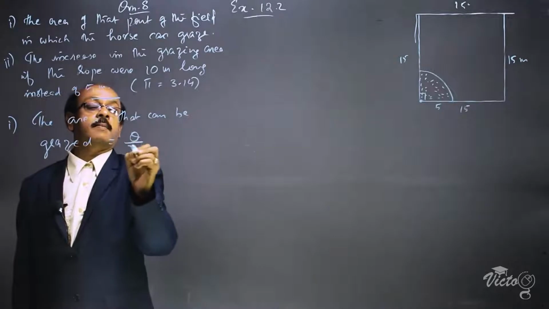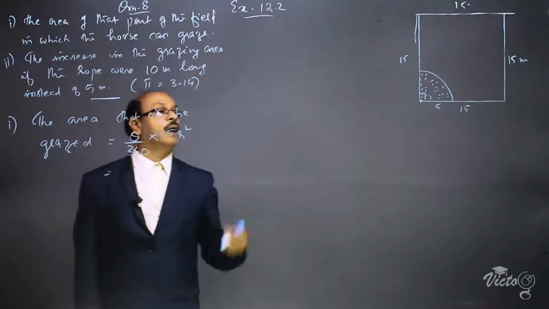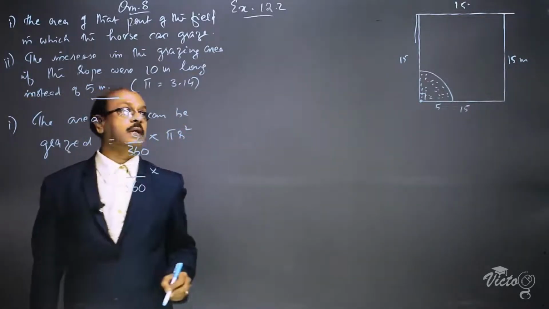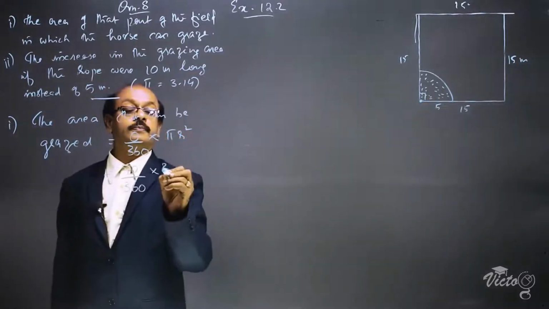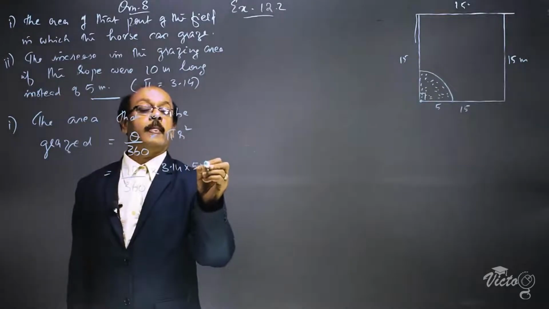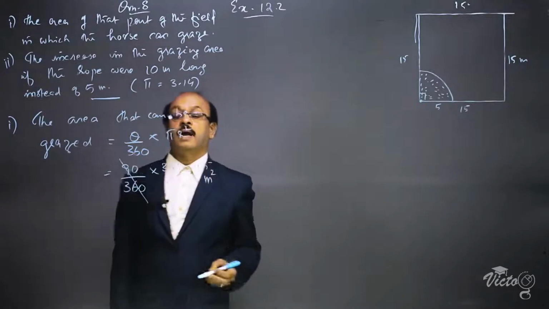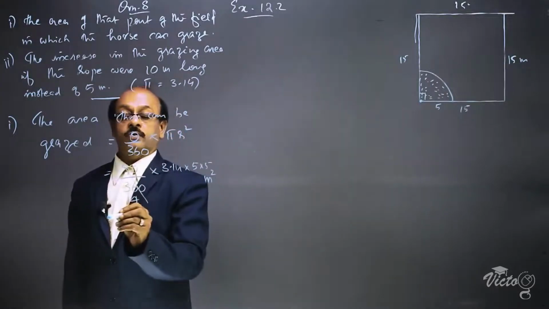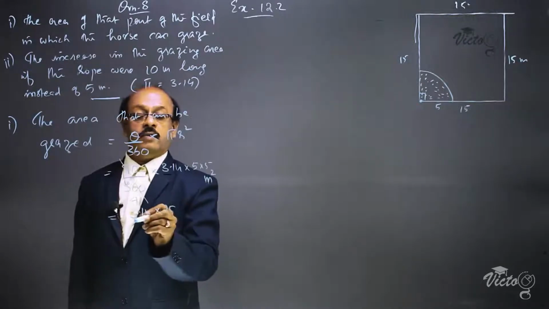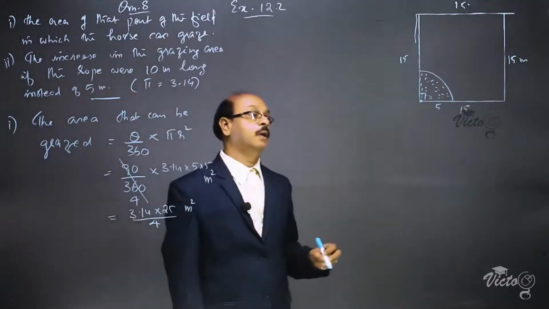Formula is theta by 360 into pi r square. Theta, which is 90 degree, by 360 into pi 3.14 into radius 5 meters, so it is 5 into 5 meters square. This 90 and 360 can cancel directly, giving 4. Now, this is 3.14 into 25 divided by 4 meters square. We have to find this by calculation.